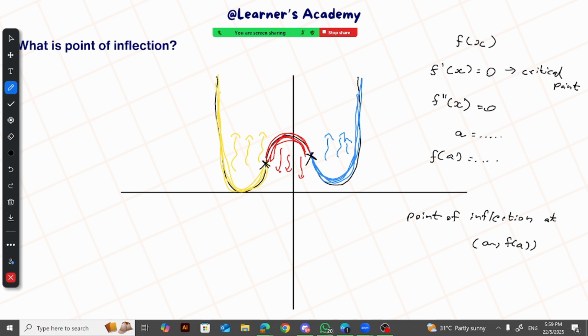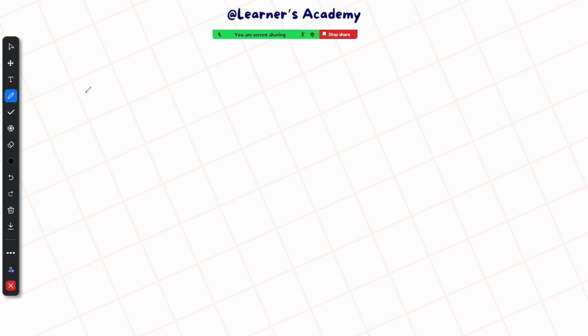Okay, so in a nutshell, we can find a point of inflection by finding the second derivative of a function and equating it with 0. From the previous slide, we have learned that in order to find an inflection point, we have to find the second derivative of the function and then equate it with 0.